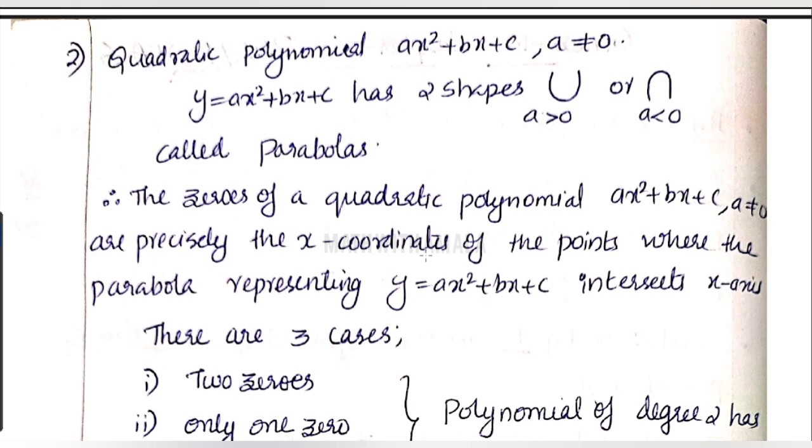Next, let's move to the quadratic polynomial. Here ax square plus bx plus c is the quadratic polynomial with a not equal to 0, and you can give it like an equation with y equal to ax square plus bx plus c. In order to have both the axes, it has two shapes according to a greater than 0 or a less than 0. A not equal to 0 means a can be positive or negative. If a is greater than 0, you can see that it is a parabola opening upward. When it is less than 0, or any negative number, it is a parabola opening downward. These kinds of figures are called parabolas.